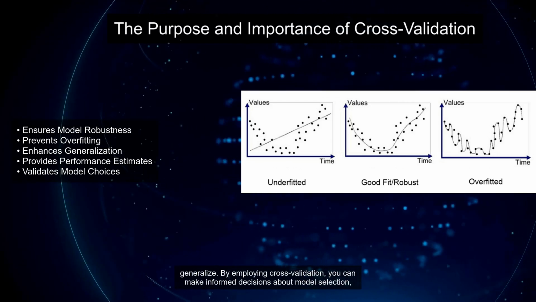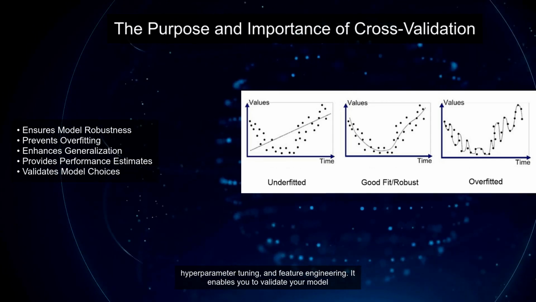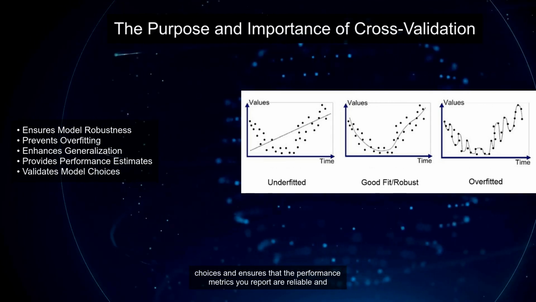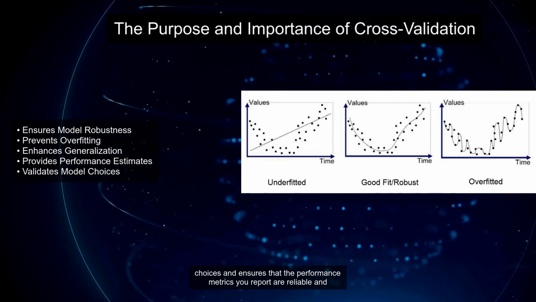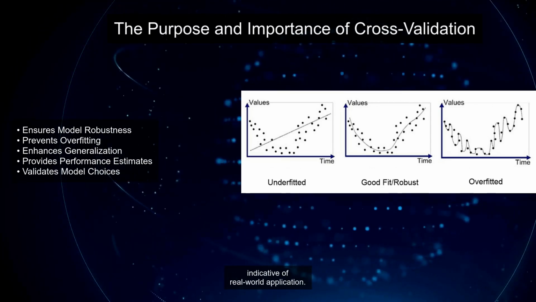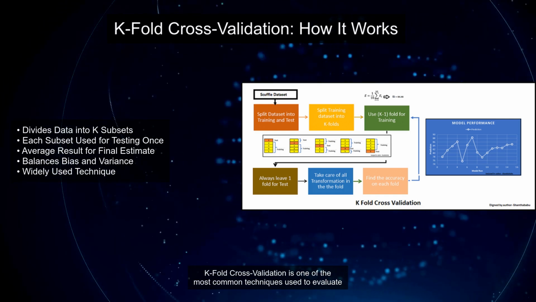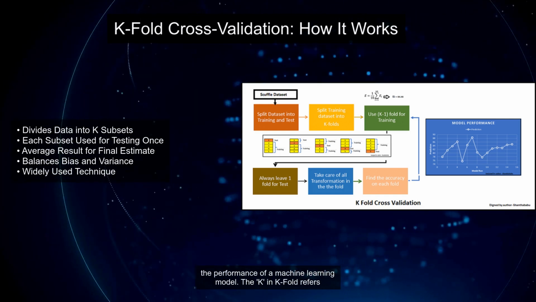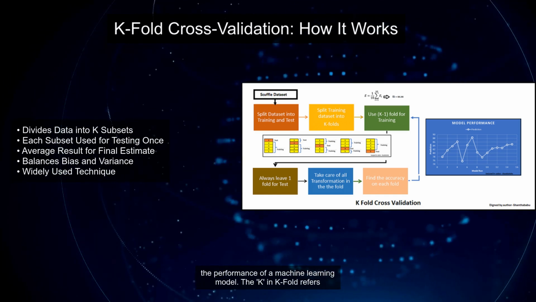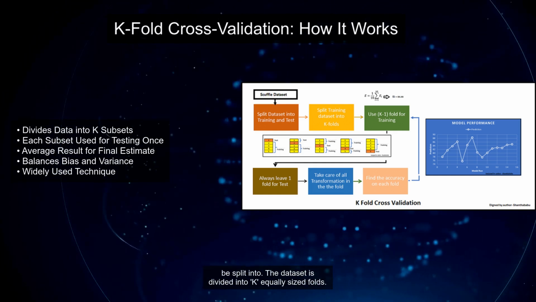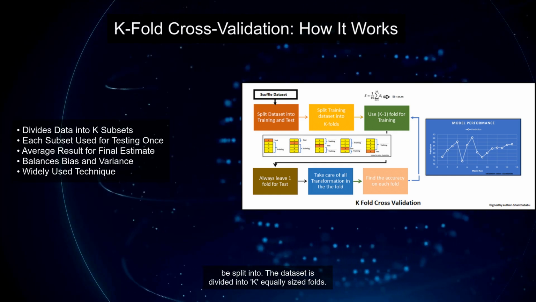By employing cross-validation, you can make informed decisions about model selection, hyperparameter tuning, and feature engineering. It enables you to validate your model choices and ensures that the performance metrics you report are reliable and indicative of real-world application. K-fold cross-validation is one of the most common techniques used to evaluate the performance of a machine learning model. The K in K-fold refers to the number of groups that a given data sample is to be split into. The dataset is divided into K equally sized folds.